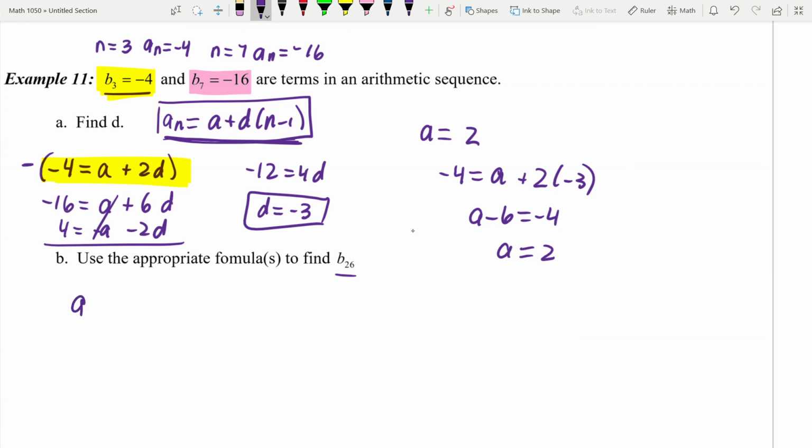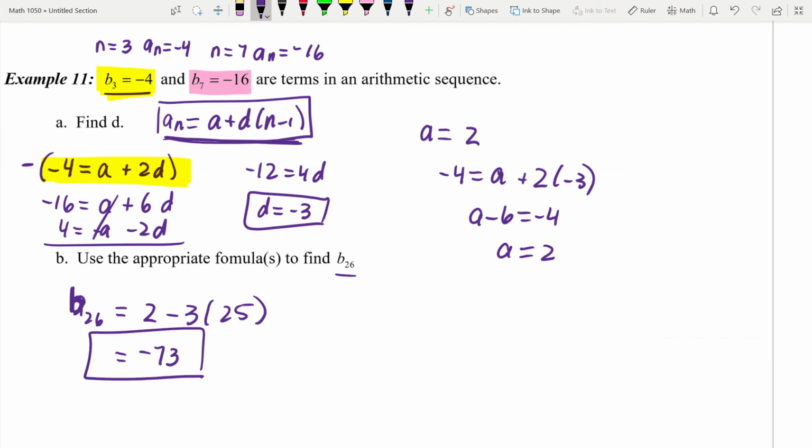So I'm going to go a sub 26. I could call it b sub 26. Don't let that b freak you out. I think they'll ask you as an a, but just know they could call it b, c, whatever. I'm still calling it an a. Okay? Doesn't matter. So it's going to be 2, which is your a, plus the difference, minus 3. 26 minus 1 is 25. So I just put it in my formula. Now that I've got it in the formula, now make it a b. Okay? So that's going to be 2 minus 75, which gives you a negative 73.